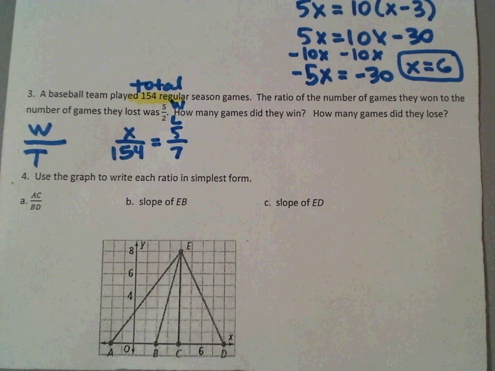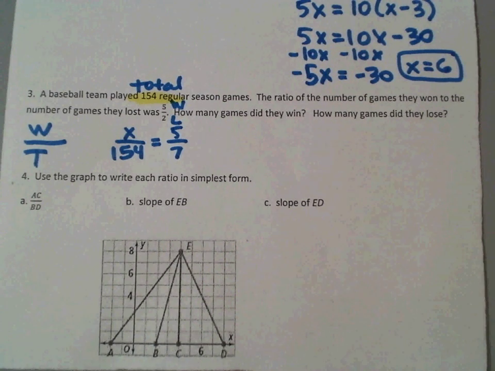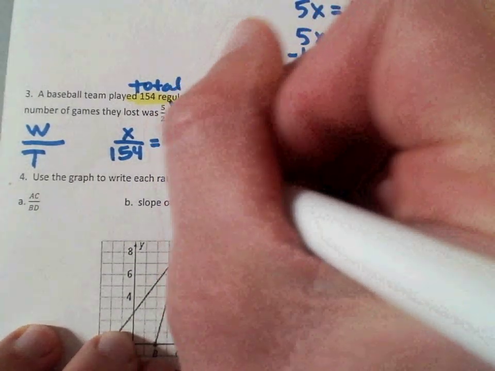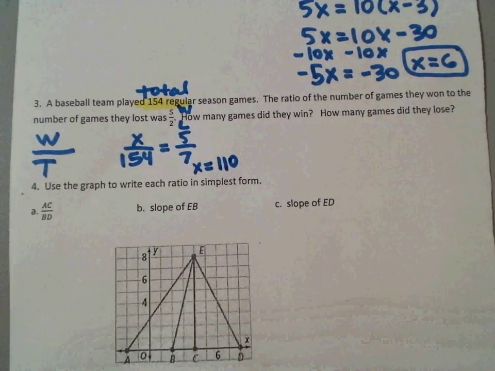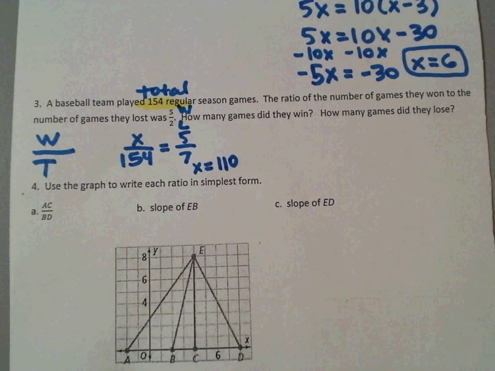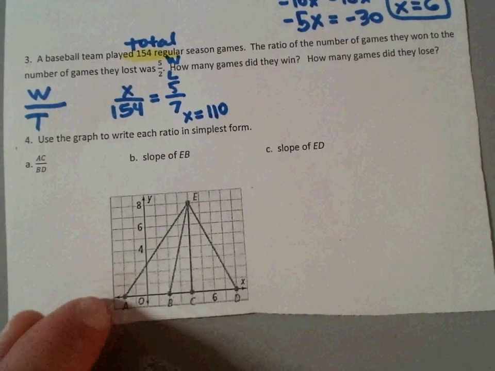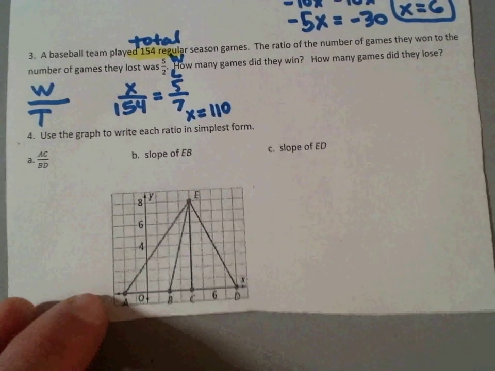So then you would just cross multiply and divide. 110. Yes, 110. Sounds like a lot of games, isn't it? It's like the Reds season. 154 regulars. Yeah, this must be baseball, real baseball. Okay, everybody good on that?